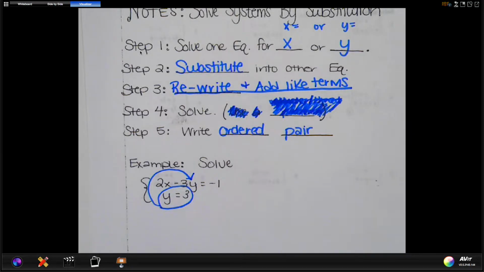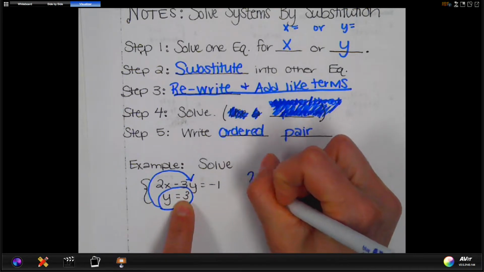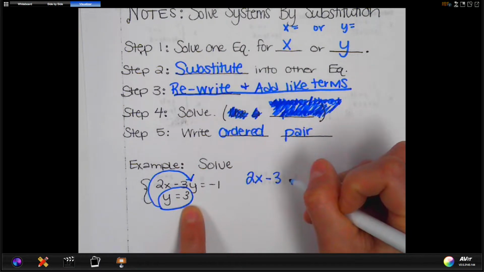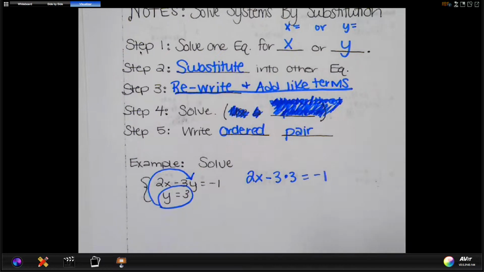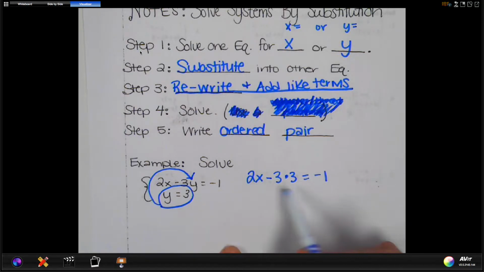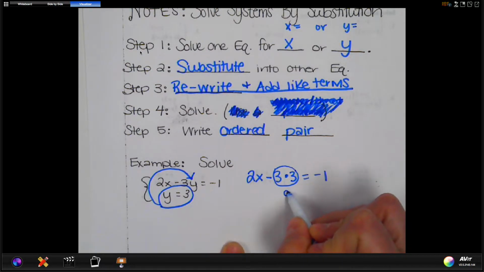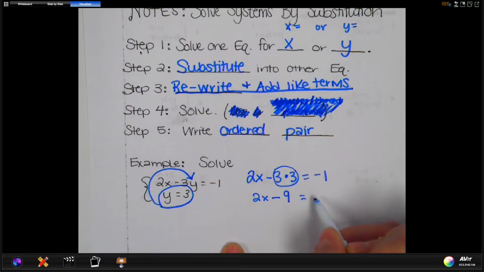Okay, so we're going to rewrite that top equation, but instead of having a y, we're going to put 3 in where y was. Okay, so 2x, we don't know what that is yet, minus 3, and now we're going to say times 3 instead of y, and then equals -1. Okay, and so the next thing we're going to do is see if we can add like terms or simplify anything, and we can. We can do this 3 times 3. So that's going to give us 9, and we're going to bring down the rest: our minus sign, our 2x, and our equals, and our -1.